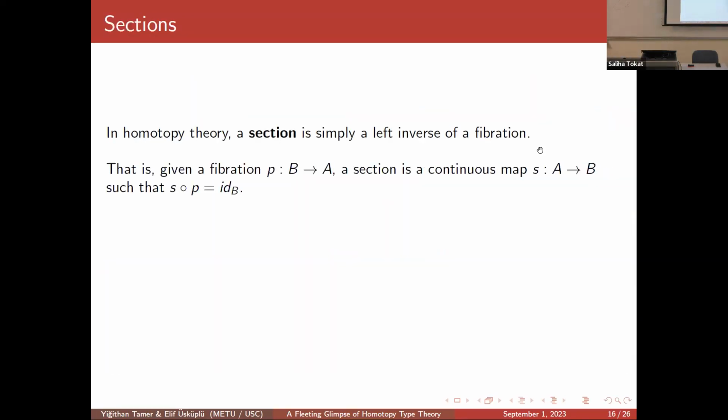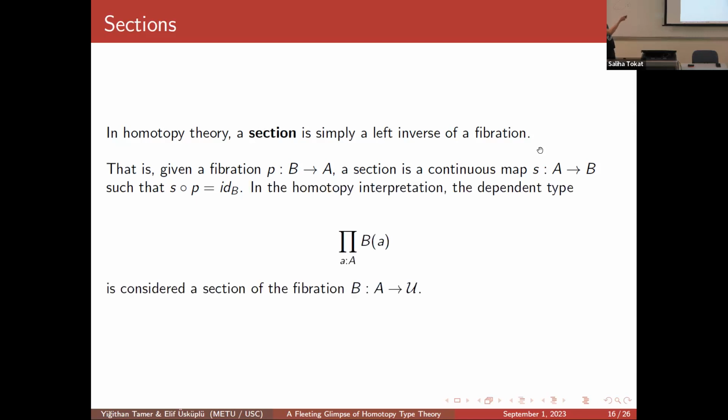Now, a section is basically a map from the base space to the total space, so that when you go up and down, you land at the same place. I'll draw it. So you have a base space, you have a total space. This is the fibration with this P, and this map is a section. When you compose it with P, you get the same place. So it's like a left inverse to P, if I'm not mistaken.